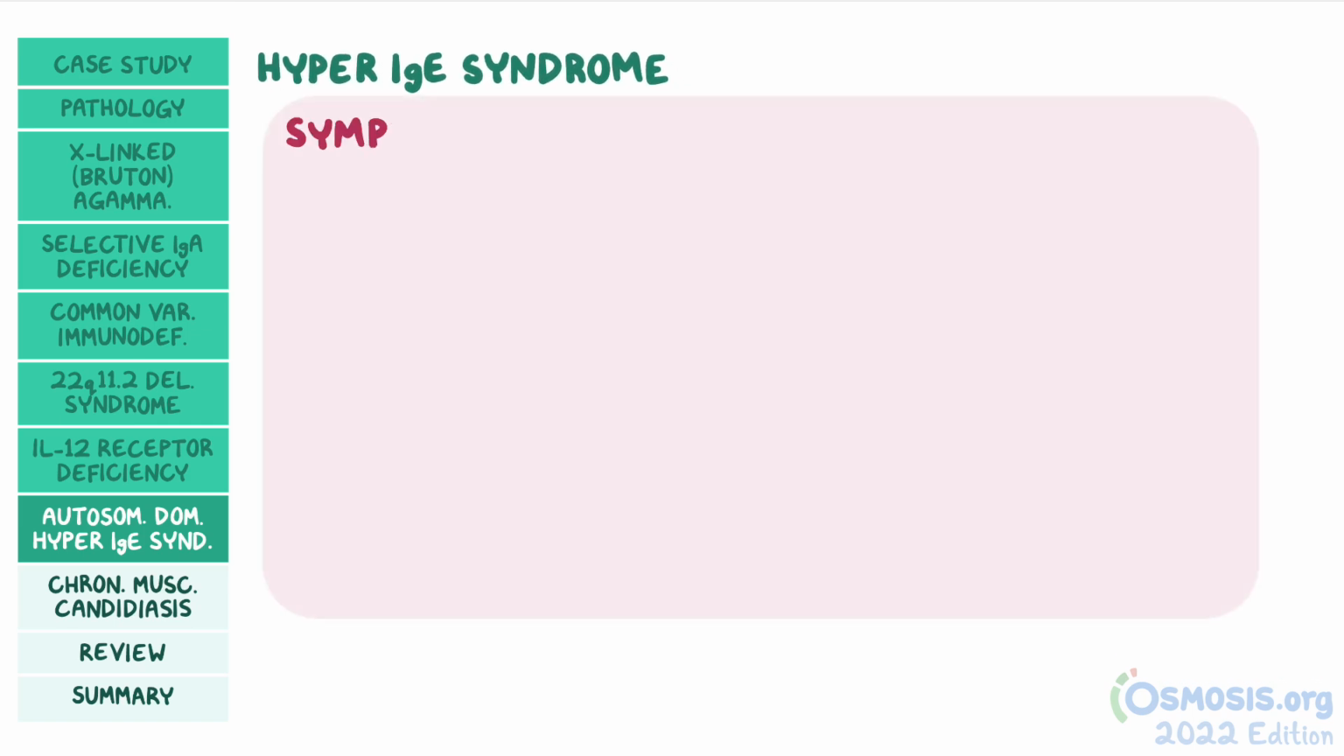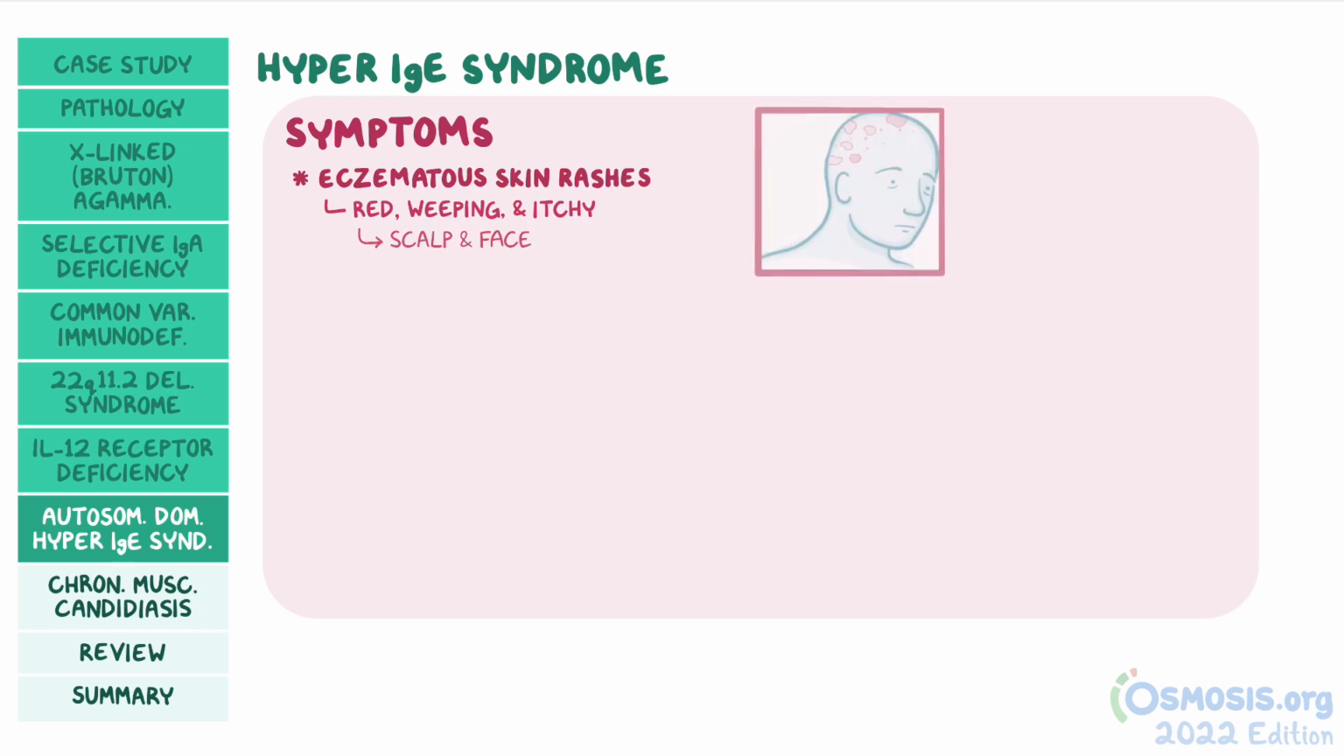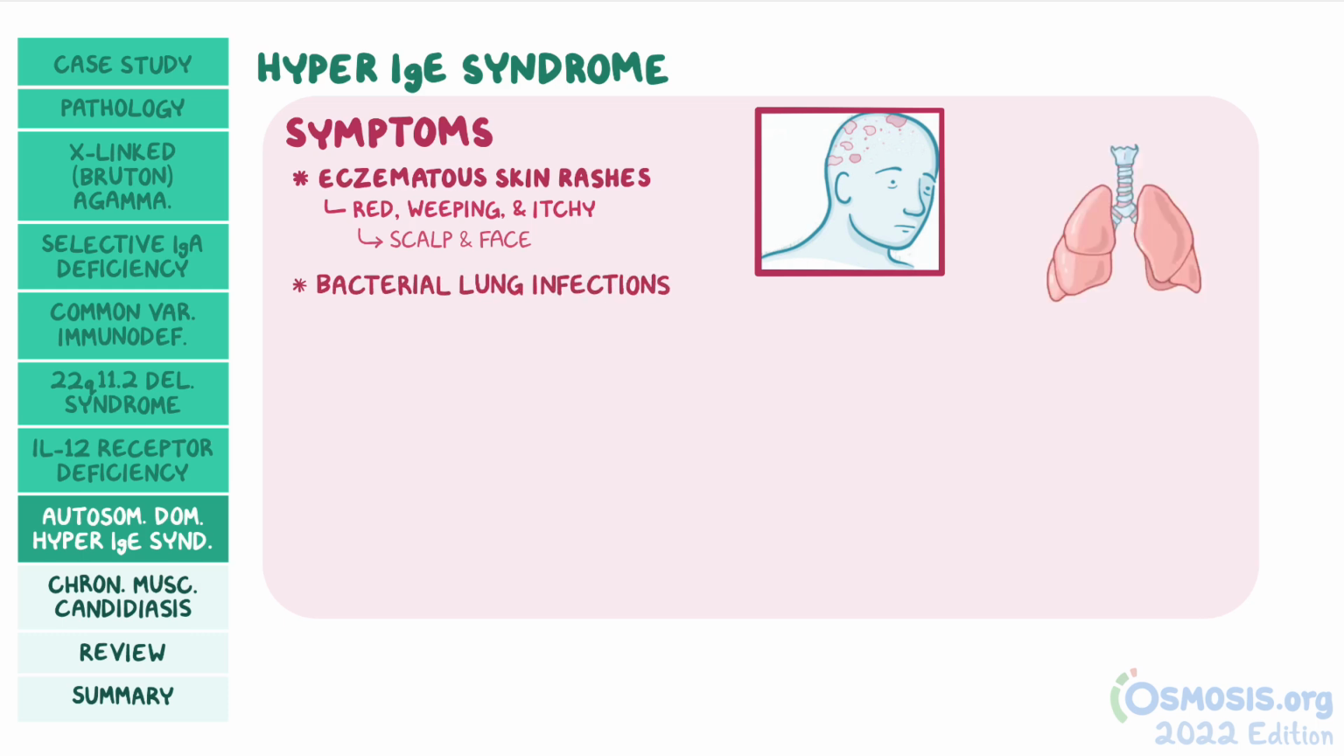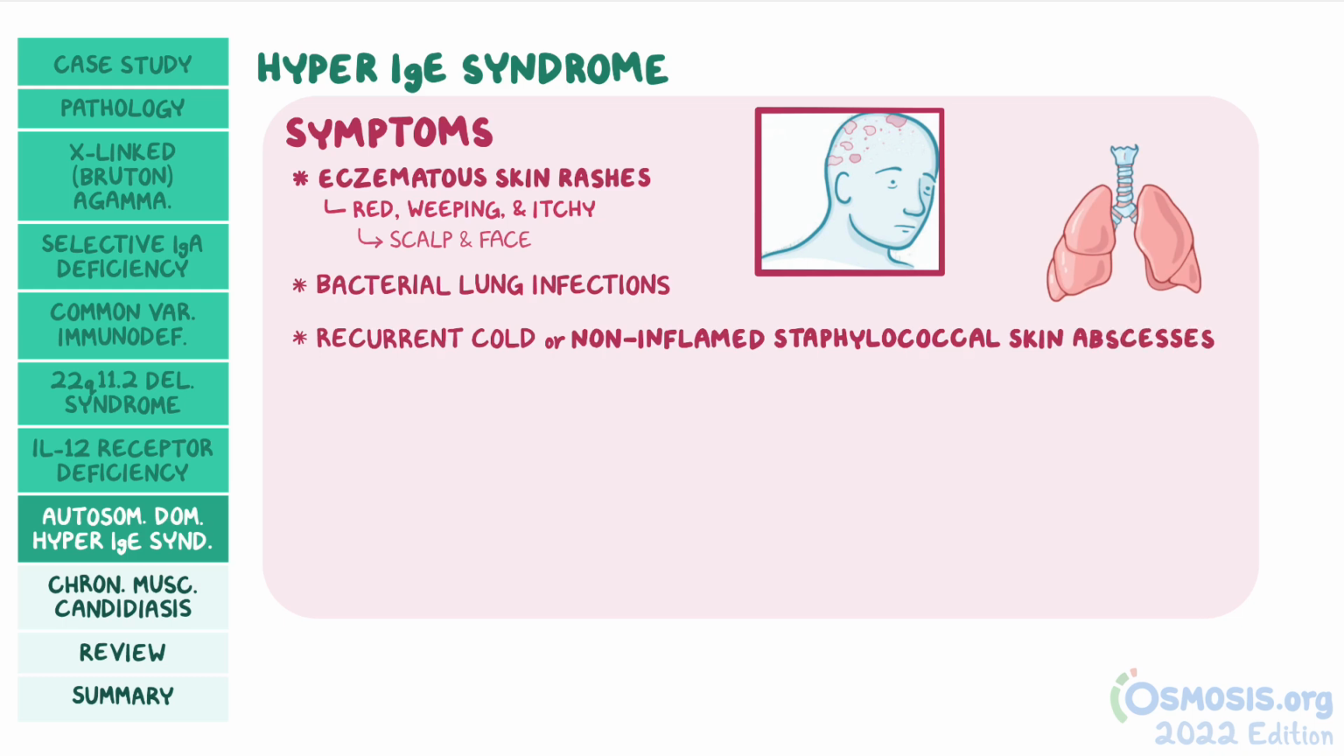The most common symptoms of hyper-IgE syndrome include eczematous skin rashes, meaning they're red, weeping, and itchy, which most often involve the scalp and face, as well as bacterial lung infections, and recurrent cold, or non-inflamed, staphylococcal skin abscesses, which lack the typical signs of acute inflammation like warmth, redness, and tenderness.